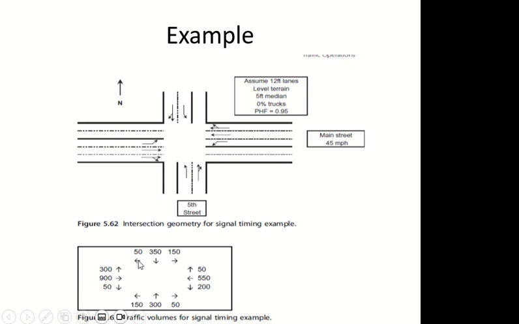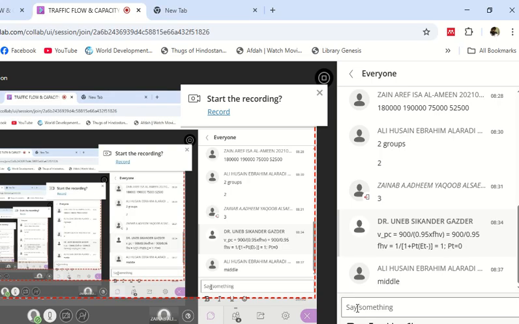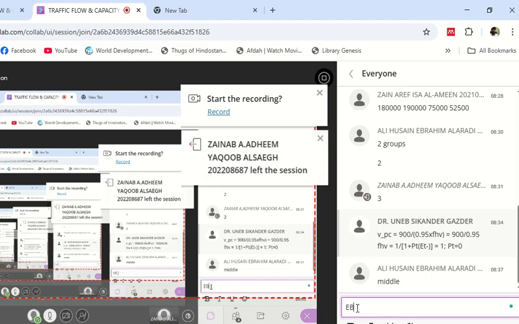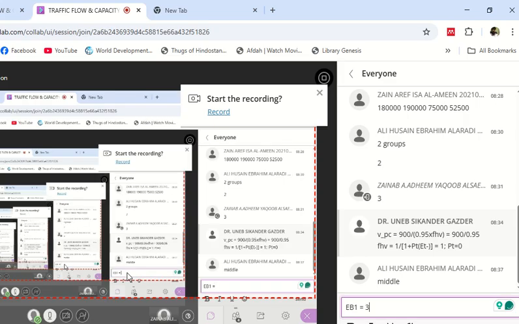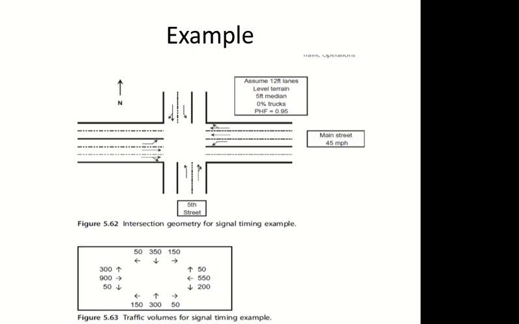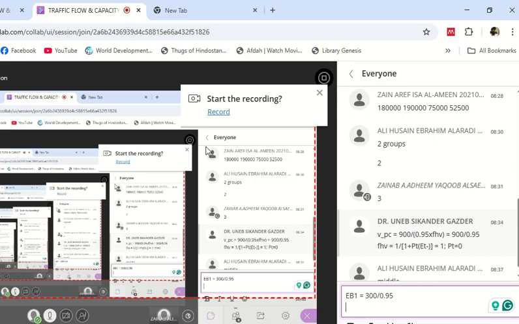So for example, I want to calculate the flow in the 3 lanes of eastbound. These 3 lanes which are facing east. The first lane is a left turning lane, so its flow, I'll call it EB1. Its flow is a left turning flow. You can see the values on the next page. Then I have the middle lane, which I call eastbound 2.